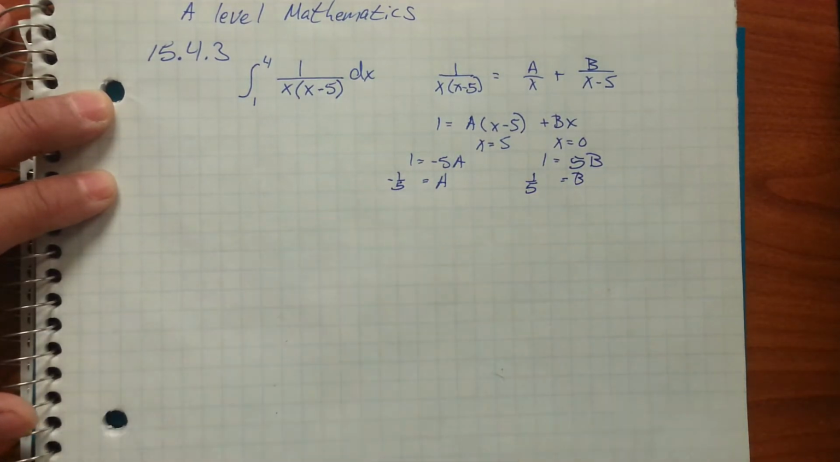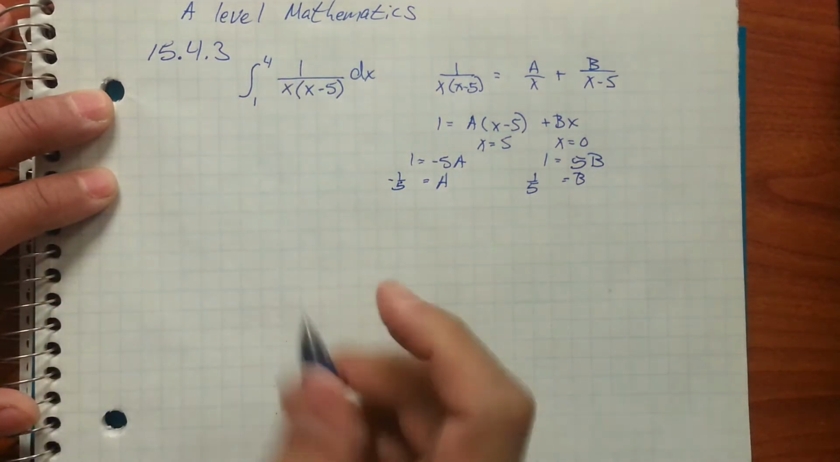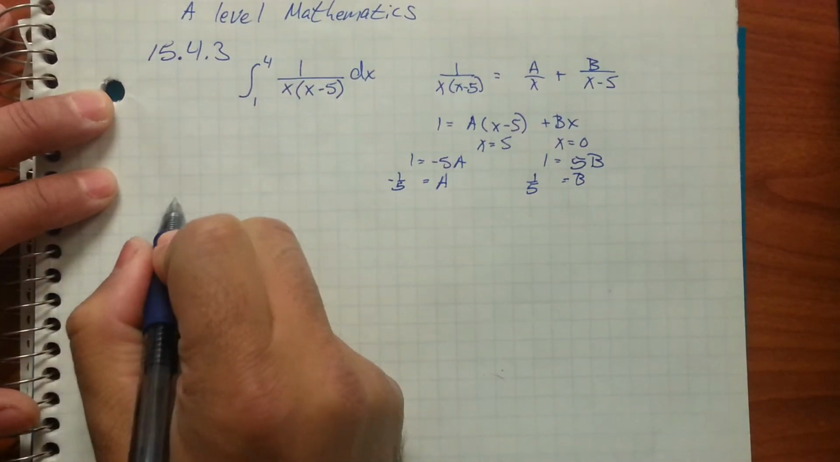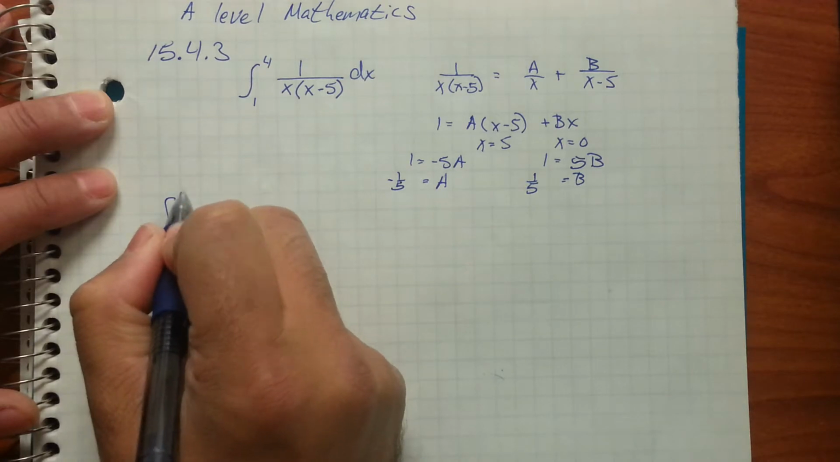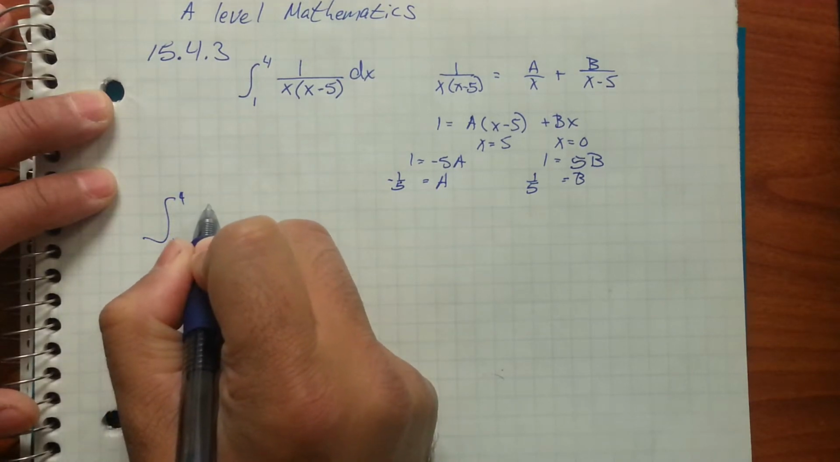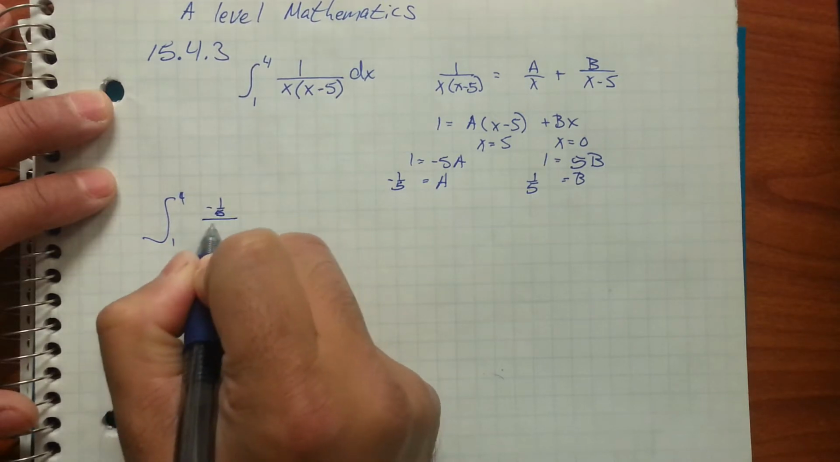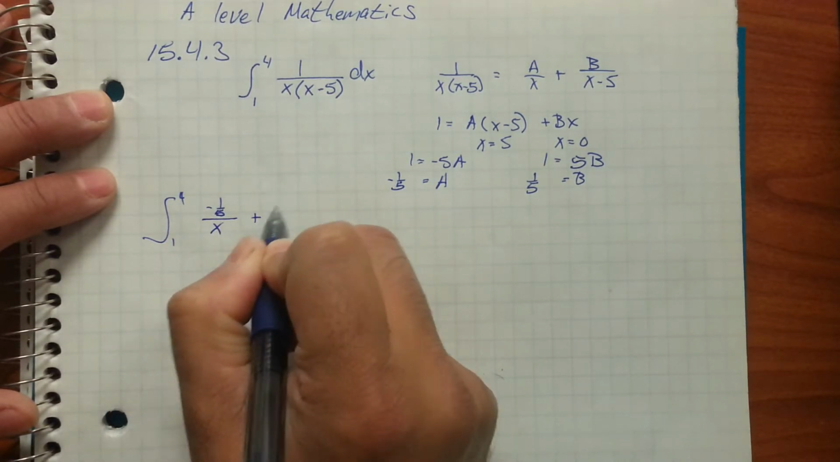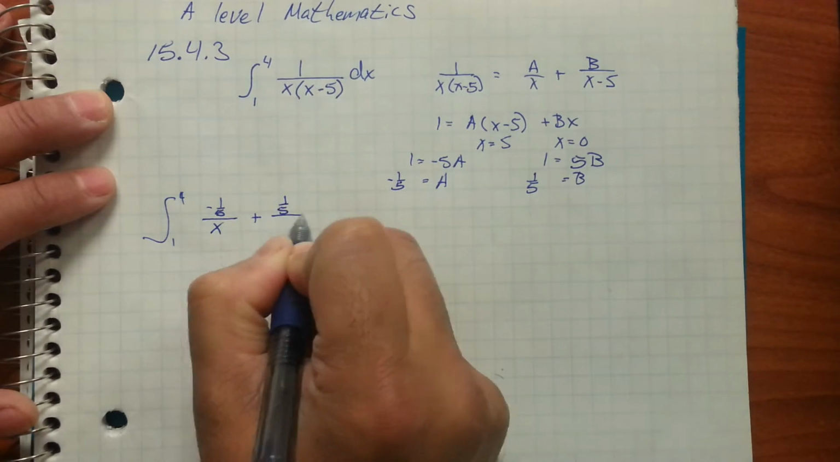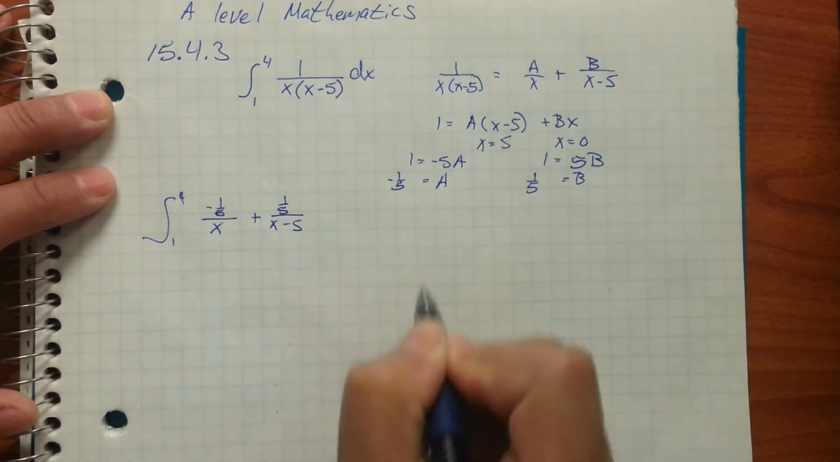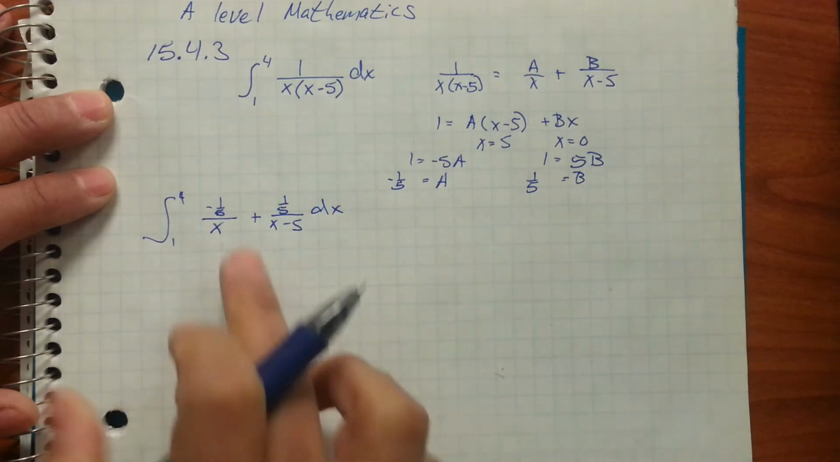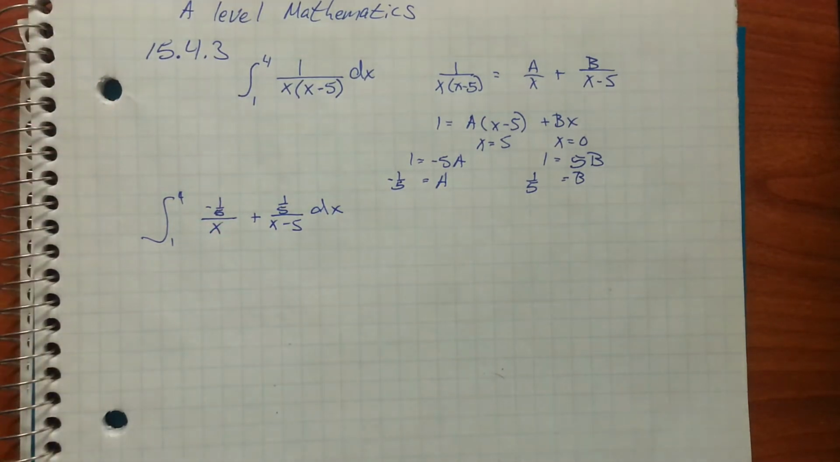So we're going to break apart my integration. Now my integration is going to be from 1 to 4 of negative 1 over 5 over x plus 1 over 5 over x minus 5 dx. So now I could do this integration here because I don't have an issue with a multiplication down in the denominator. So let's go ahead and do the integration of this.